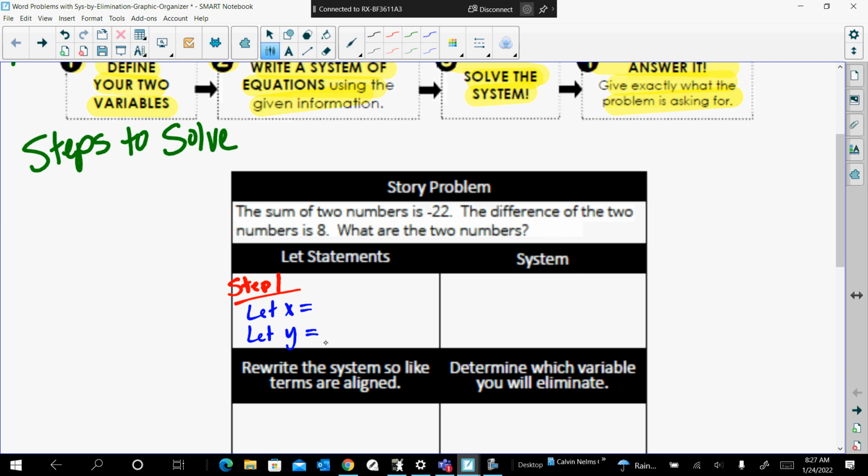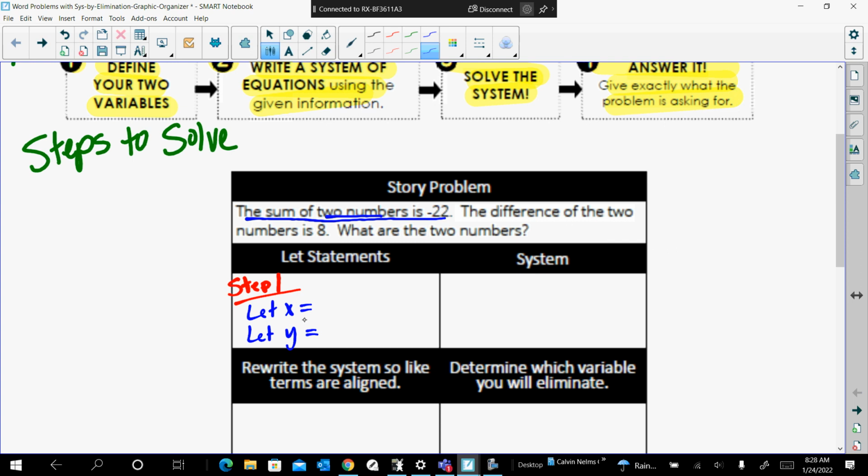So the problem is the sum of two numbers is a negative 22. The difference of the two numbers is 8. What are the two numbers? Because we're talking about up here the sum of two numbers, we're talking about two numbers. What can I let x be?